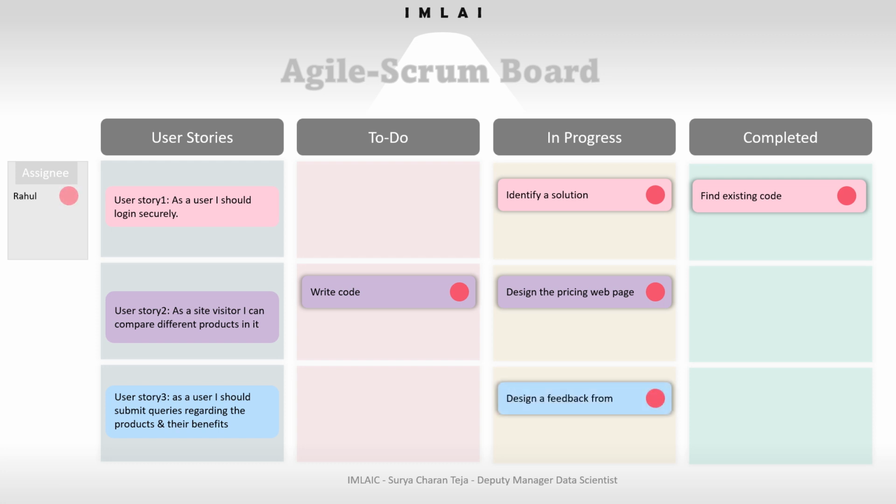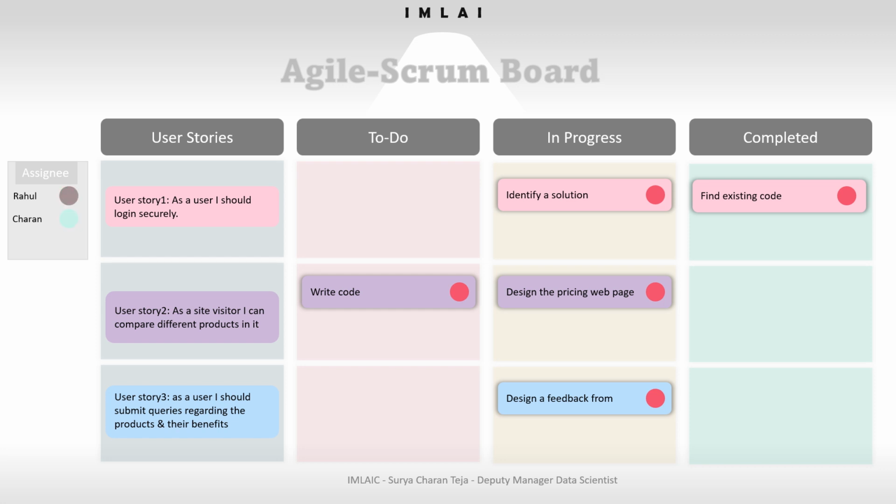Then even Rahul got assigned with a task from user story 3 also, that is design a feedback form. So it is in progress. That means he has started working on it. So that's how an individual can be assigned with different tasks from different user stories, and they will belong to different sprints.